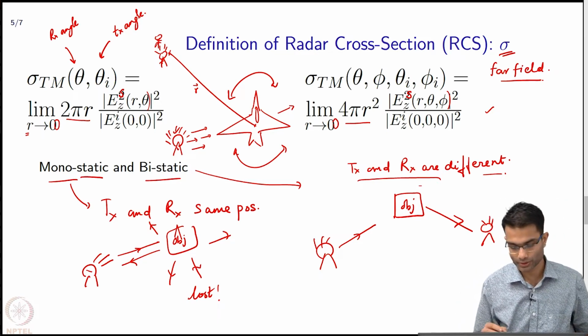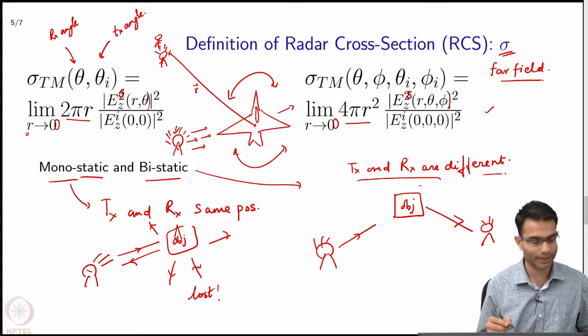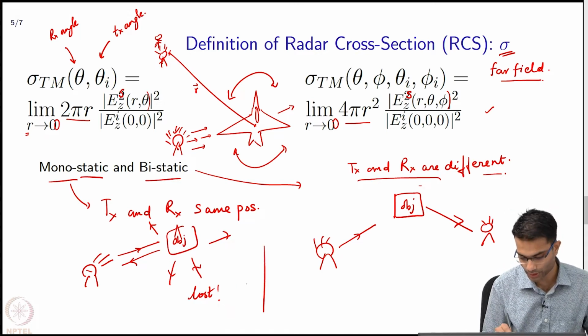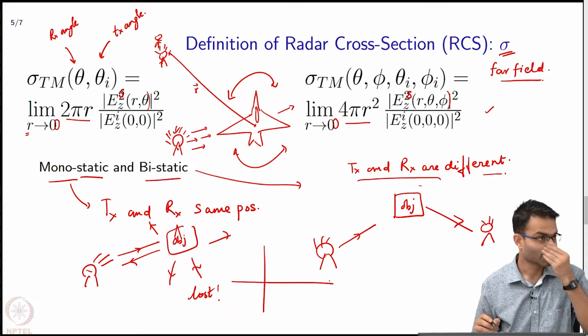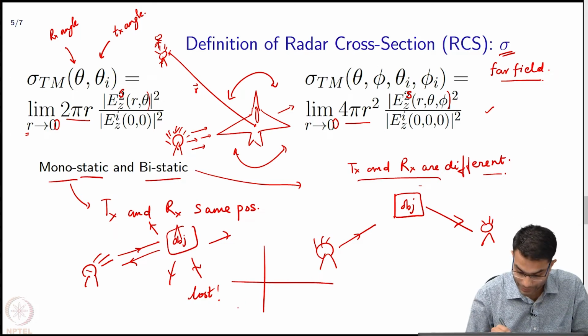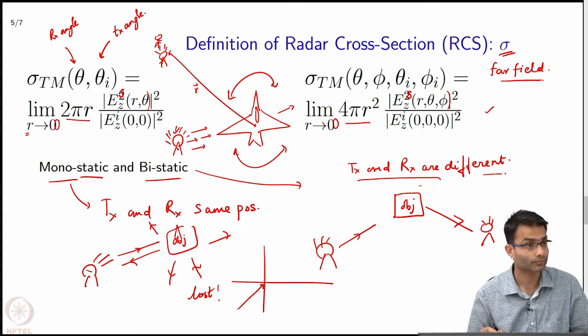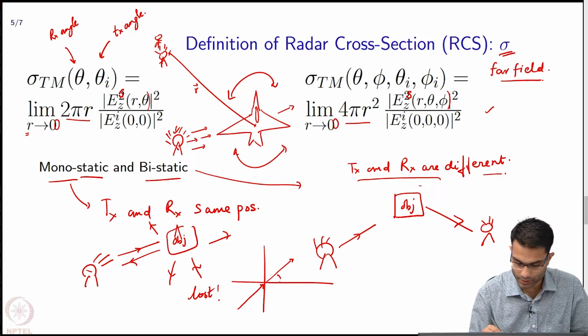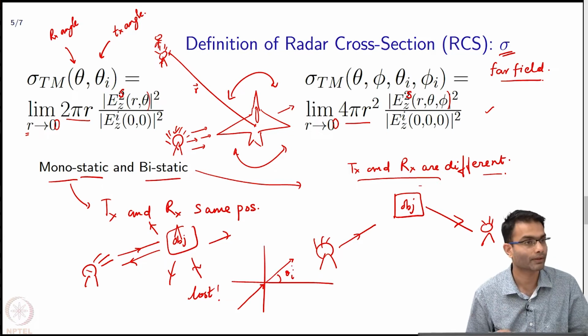Okay. So just to test our understanding of the monostatic case. Monostatic means I am in the 2D case. Let us say the incident wave is coming like this. What is the angle it makes? Let us just continue this. This is theta I.